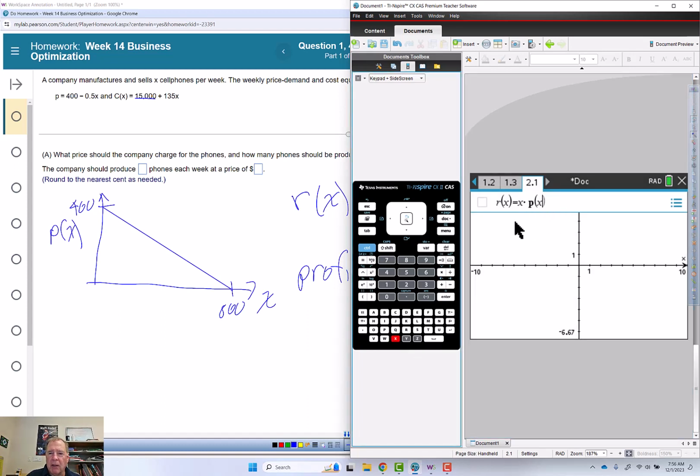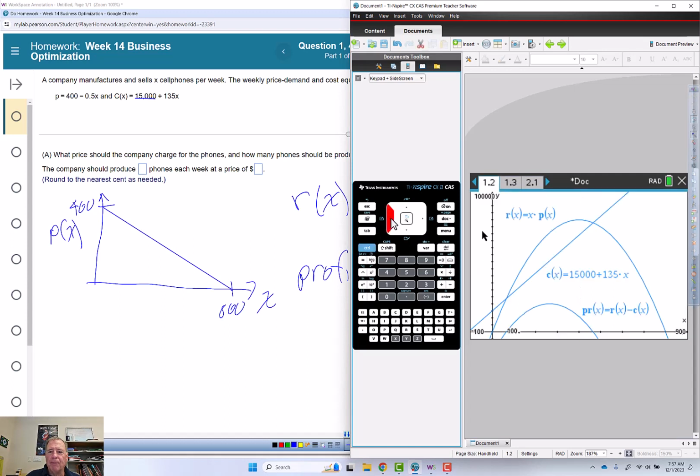So this is our demand function. And the last thing I'm going to put in is profit. So PR of X equals the revenue function of X minus the cost function. And we always need to put in the X. If you don't put in the X, you'll get an error. So right now, I don't have a good window. I already put in a good window for the previous problem.